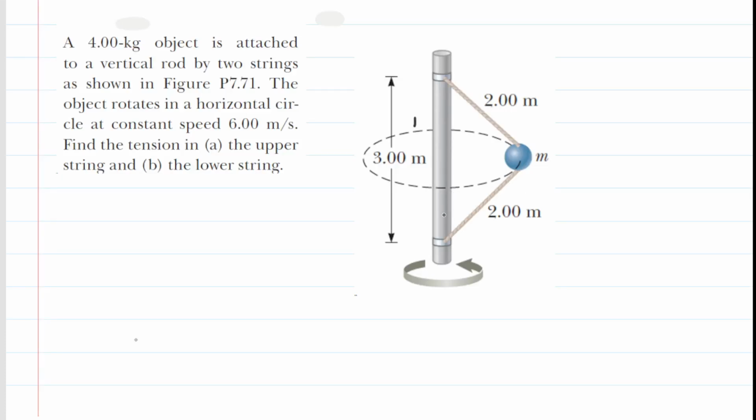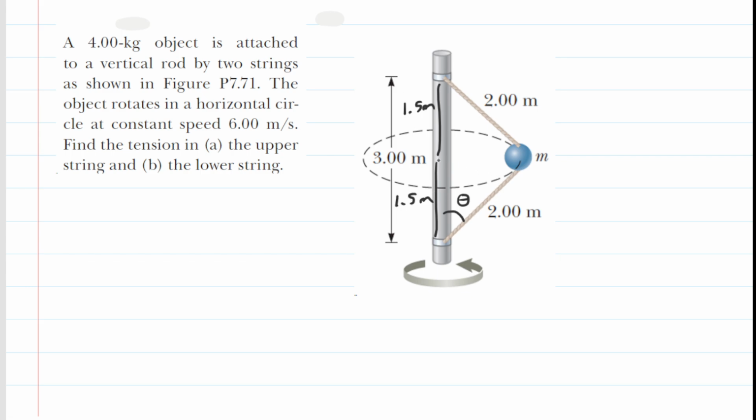To begin solving this problem, it's going to be useful to find the angle that the strings are making relative to this vertical rod. So we're going to call that angle theta. And to find that angle, we will note that the distance from here to here, as indicated in the diagram, is 3 meters. But because of the symmetry of the arrangement, we can conclude that this distance here is 1.5 meters. And then the same thing is true with this distance right here, also 1.5 meters.